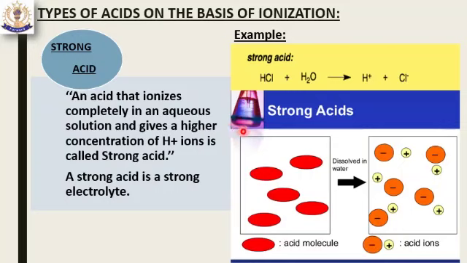You can see in the diagram here, acid molecules are completely intact, but when they are dissolved in water, they are dissociated into H plus and Cl minus ions. So as it is completely dissociated, it will behave as a strong electrolyte.